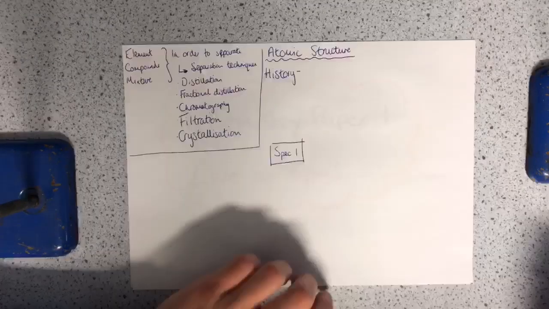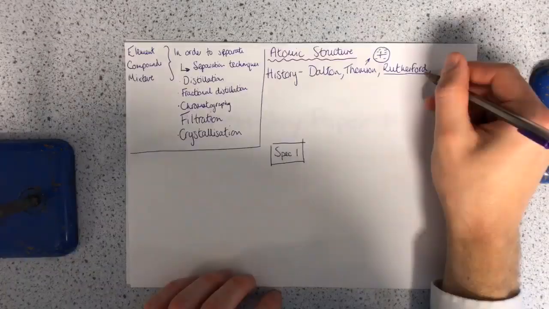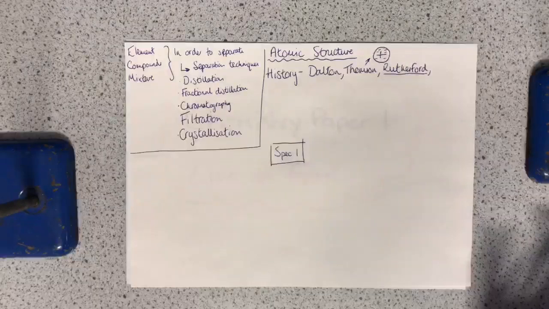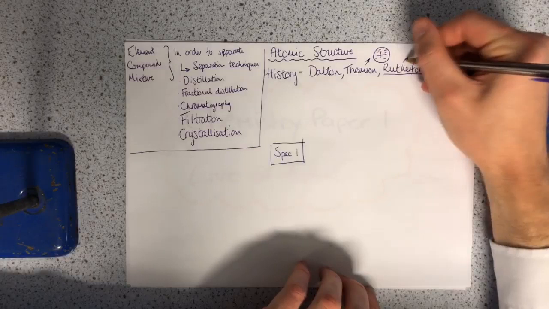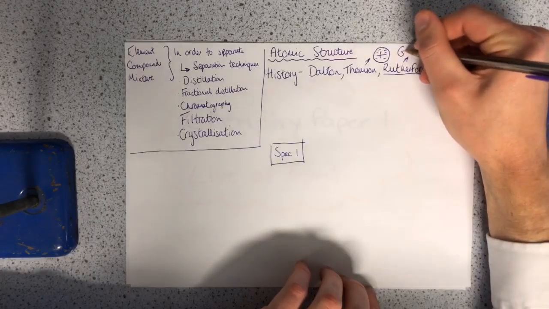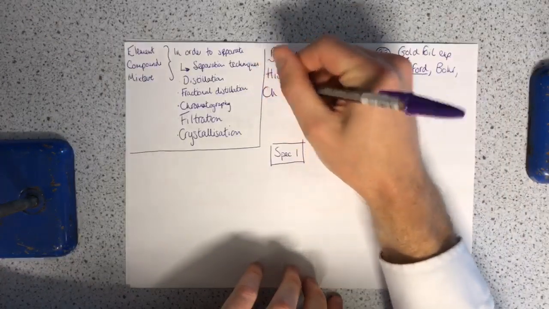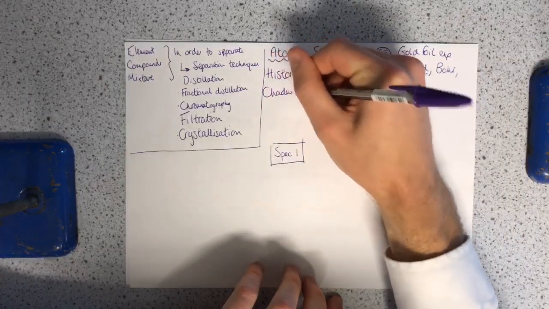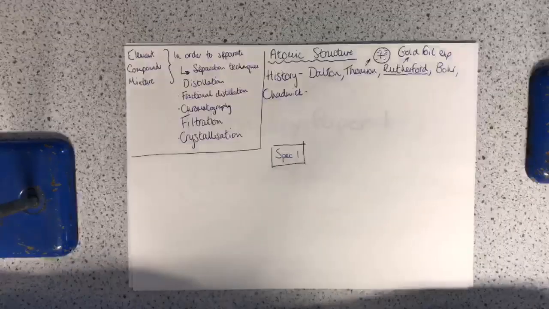In atomic structure, you need to understand the history of the atom. There are 5 scientists that you need to be aware of. Underline him, because he's the only one where you have to understand what he did. For each scientist you need to understand the discoveries, but for him you need to understand what he did, which was the gold foil experiment. Electrons are in shells, and you also have Chadwick, who was on the separates paper last year. He discovered neutrons. So they're your 5 scientists.